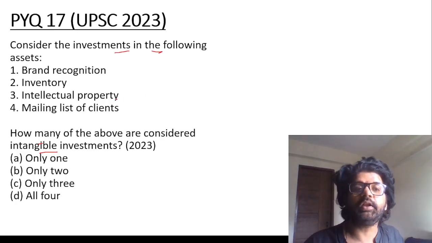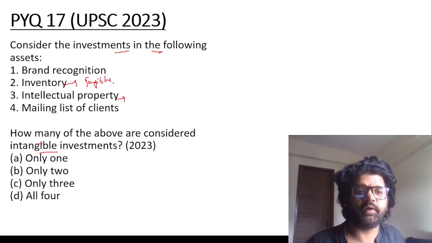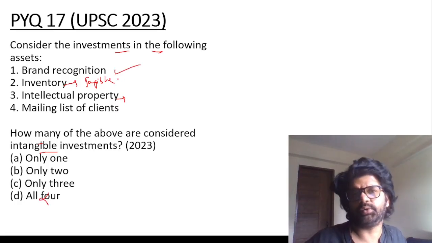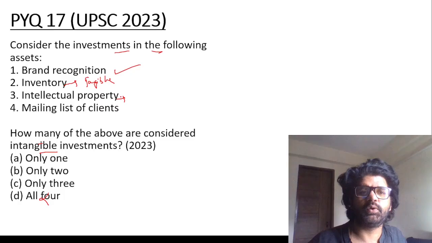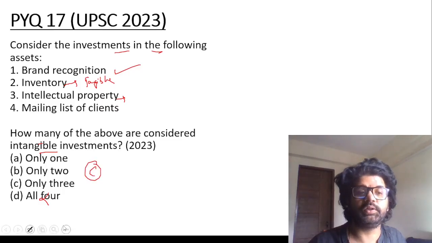What is touch me? So, intellectual property, like you see, infantry is tangible. You can touch it. So infantry is wrong. All four cannot be there. Brand recognition, my brand. Again, you cannot touch my brand, right? You cannot touch intellectual property and all. Mailing list. So 1, 3, and 4 are intangible. So the answer is C, only 3.